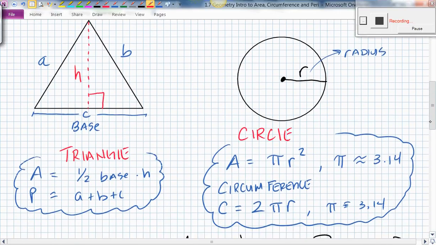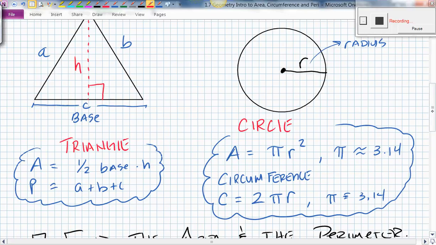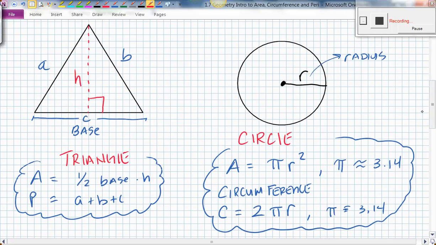And then we also have triangle and circle, two other important figures in geometry. So for a triangle, the area is going to be 1/2 the base times the height, and the perimeter is the sum of all 3 sides, so A, B, and C. And a circle with a given radius, r being the distance called the radius from the center to the side of the circle, area is pi r squared. Pi is going to be 3.14 for us in this class.